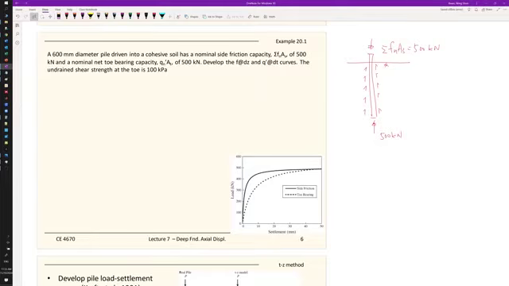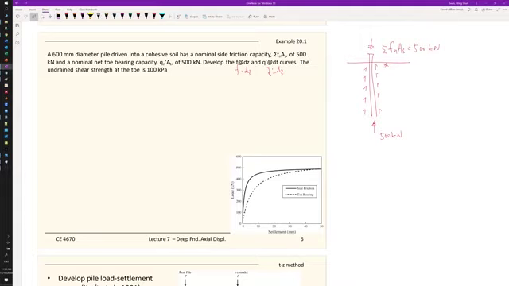One is the side friction, so this is the side friction, and this is the toe bearing. Again, like for piles, the settlement of piles depends on the loading. So it's not one magic number. How much settlement? You have different components. You have the elastic compression, you have the side friction, you have the toe bearing. So here, we are only asked for the side friction and the toe bearing. It didn't ask you for the elastic compression.